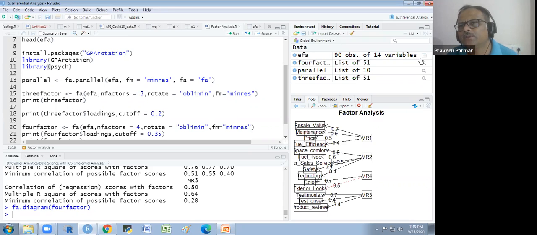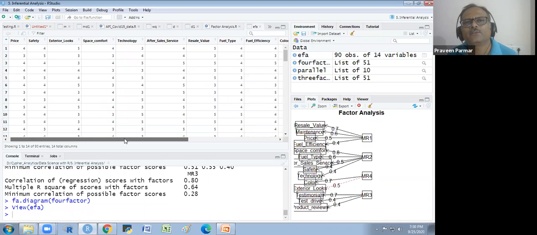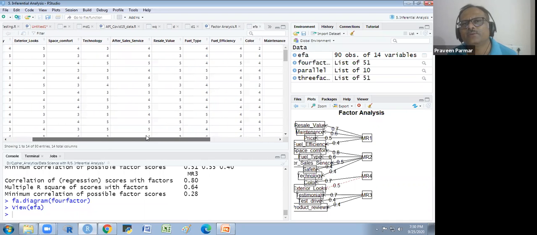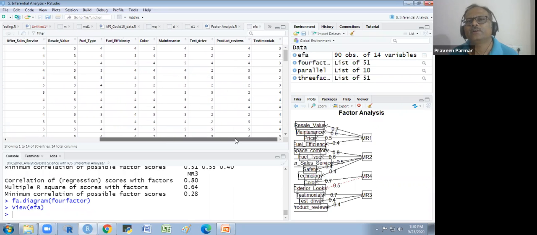So I will show you one data set. We have 90 observations and 14 variables in this data: the price, safety, exterior looks, space comfort, technology, after sales service, resale value, fuel type, fuel efficiency, color, maintenance, test drive, product reviews, and the testimonials. This we have in this data, EFA.